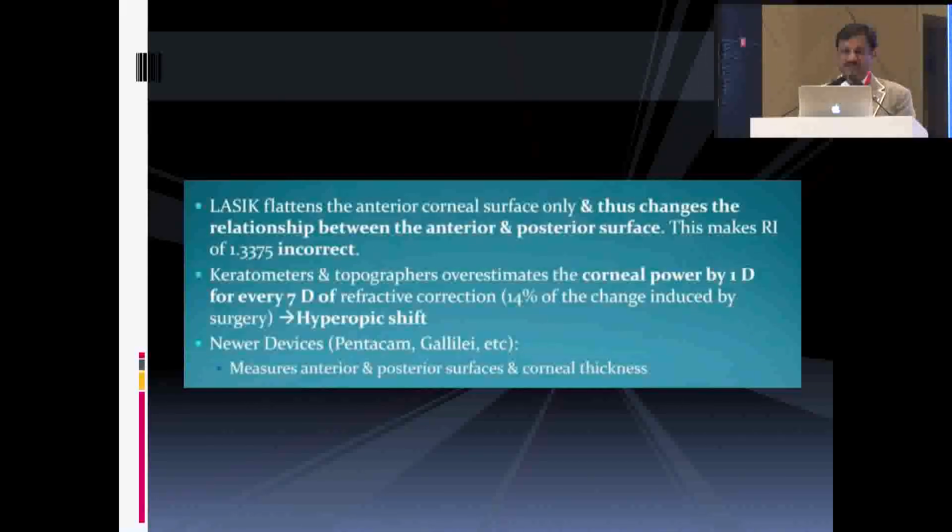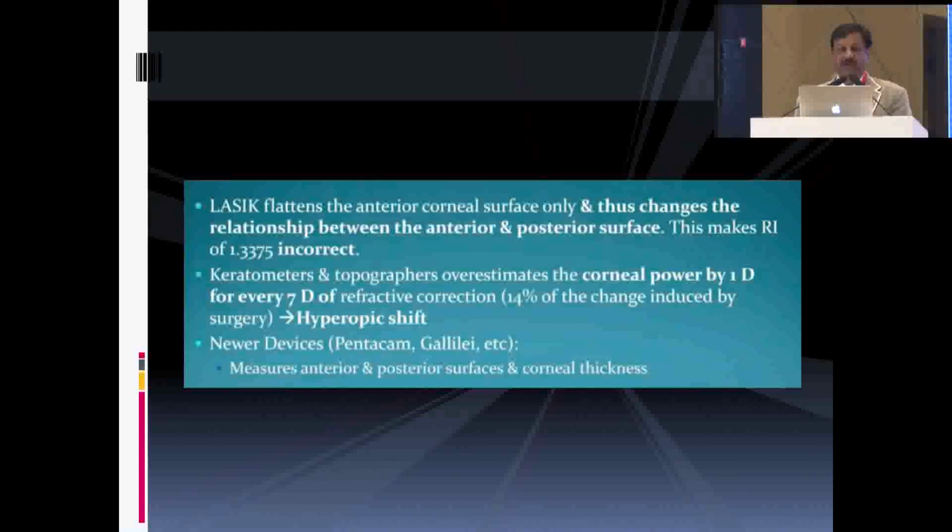And this is what alters the relationship between the anterior and the posterior corneal surface. So keratometers and topographers usually overestimate the corneal power, basically around 1 diopter for every 7 diopters of refractive correction, and that is what translates into your hyperopic shift. So most of these patients, if you're just taking into consideration the anterior curvature, you will end up landing in hyperopic shifts.